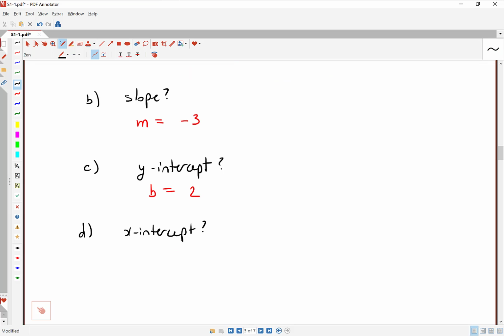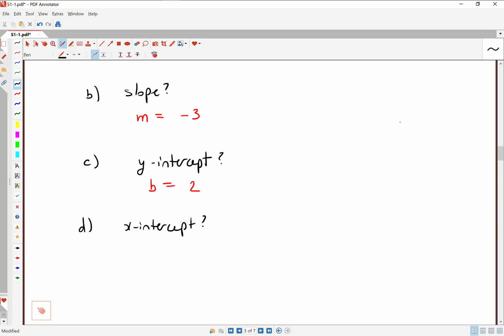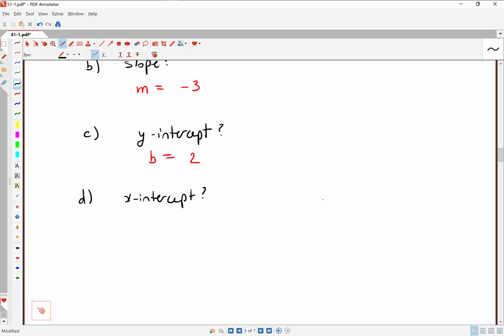So next thing we're going to do is calculate the x-intercept for this line. And before we get into the algebra, I'm just going to draw a picture. So imagine that you've got some line. I'll draw it in blue here. The x-intercept is the point where that line crosses the x-axis.